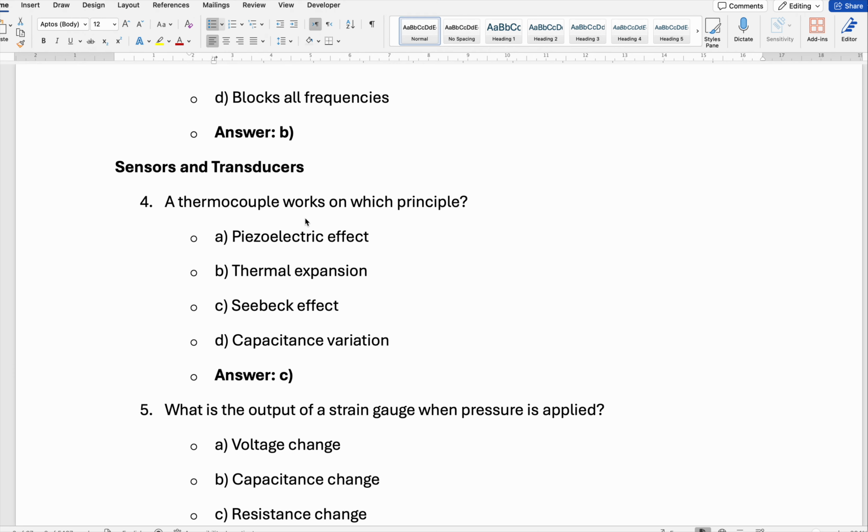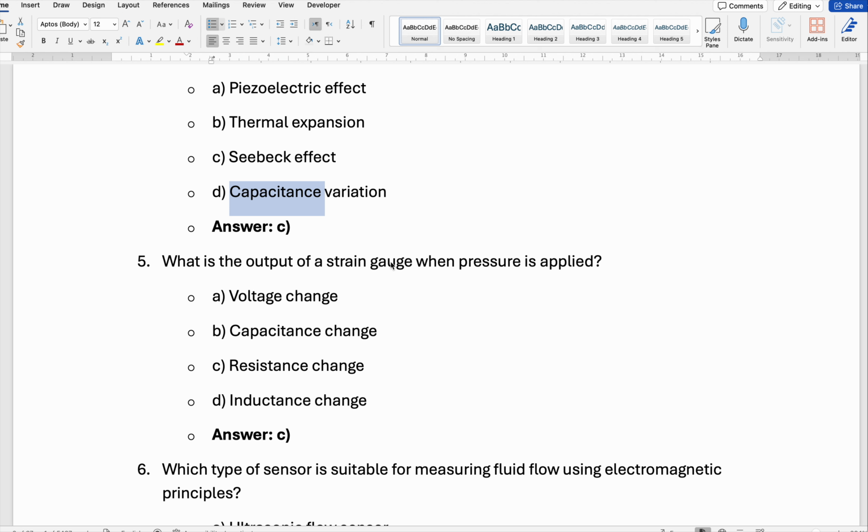Sensors and transducers: the thermocouple works on which principle? Well, the thermocouple depends on the Seebeck effect. It's not the piezoelectric effect, which depends on the piezoelectric material. It's not thermal expansion, which has to do with something that expands because of temperature, and the thermocouple has nothing to do with this. And definitely the Seebeck, because capacitance is something else. What is the output of a strain gauge? When you strain something, it is pulled from both sides or pressed in some way, and the resistance changes. So definitely it will be resistance change.